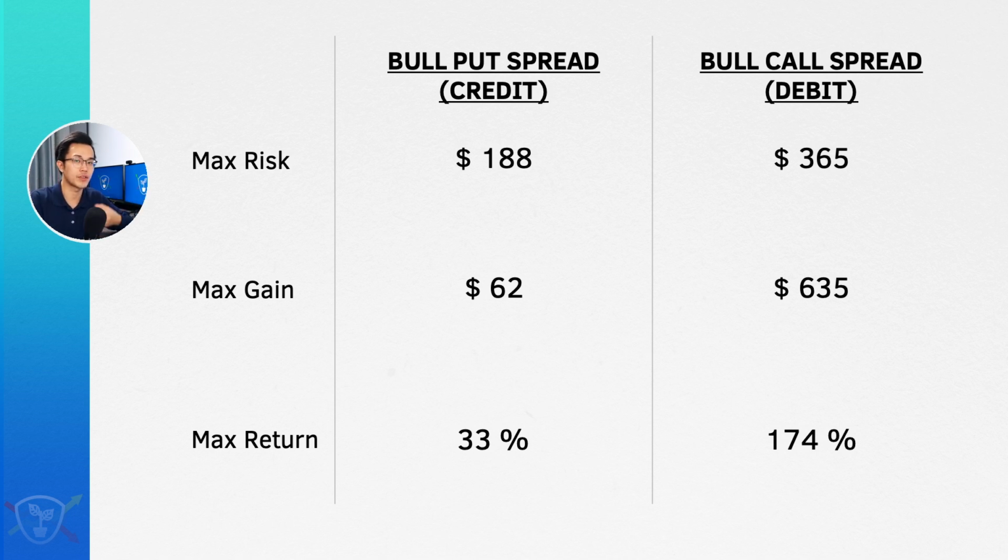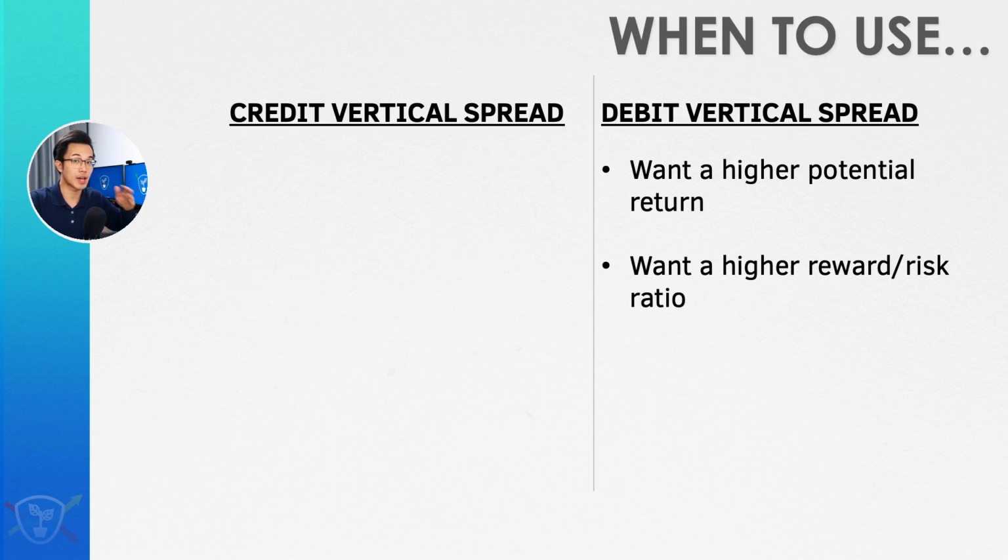I think the most obvious difference here is that the debit vertical spread clearly has a much higher potential return. Also, the return to risk ratio of the debit vertical spread is much higher than that for the credit vertical spread, in that the maximum potential gain is higher than the maximum potential loss. Now, these two factors may lead some people to say, hey, the debit spread looks like a much better and more attractive deal than the credit spread. But is that true? To answer that, let's explore the potential outcome of both positions.